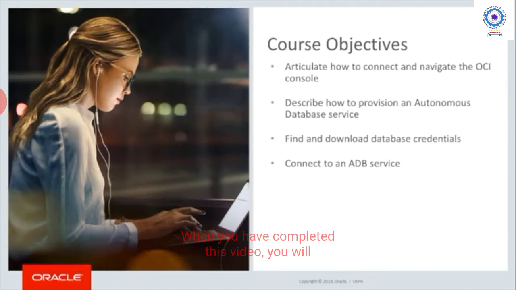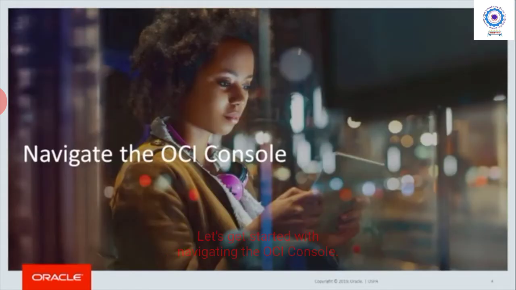When you have completed this video, you will be able to articulate how to connect and navigate the OCI console, understand how to provision the Autonomous Database service. You will understand how to find and download database credentials, and how to connect to your Autonomous Database service. Let's get started with navigating the OCI console.